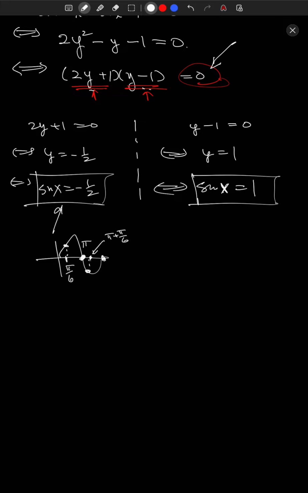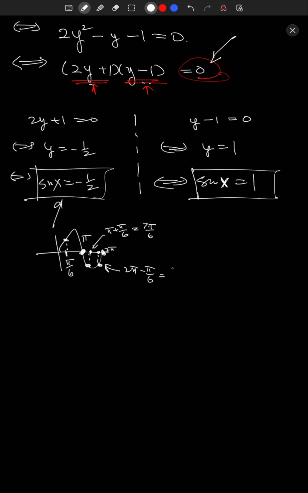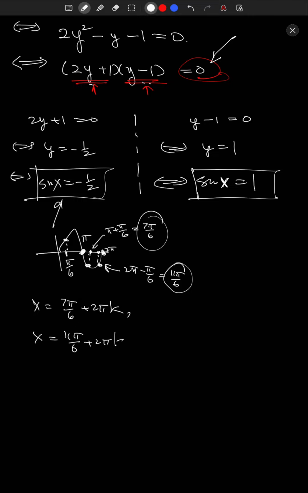And also, if I move pi over 6 to the left from 2 pi here, I'm going to get another solution, 2 pi minus pi over 6, right? So this one is going to be 7 pi over 6. This one is going to be 11 pi over 6, right? So my two intermediate solutions are going to be these two guys. And so that means x is equal to 7 pi over 6 plus 2 pi k, comma, x is equal to 11 pi over 6 plus 2 pi k. Okay.